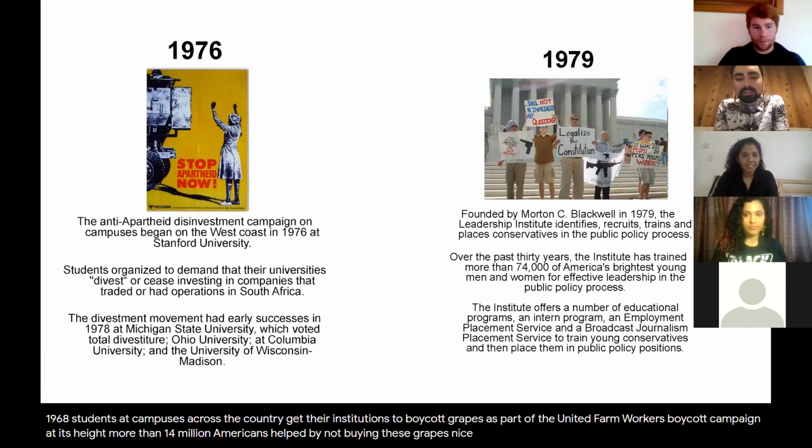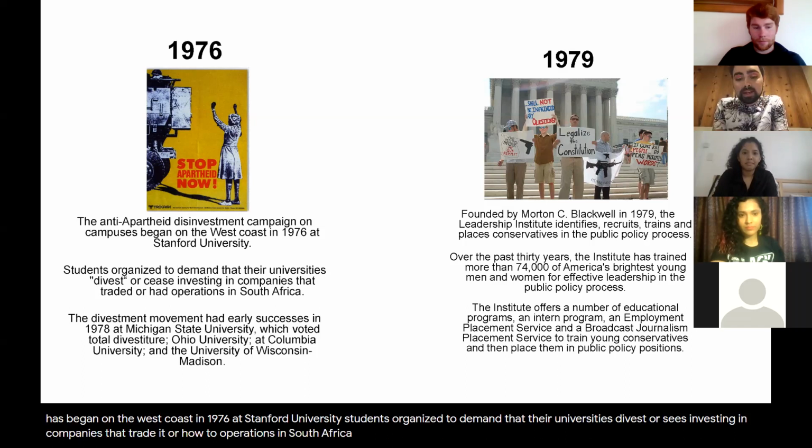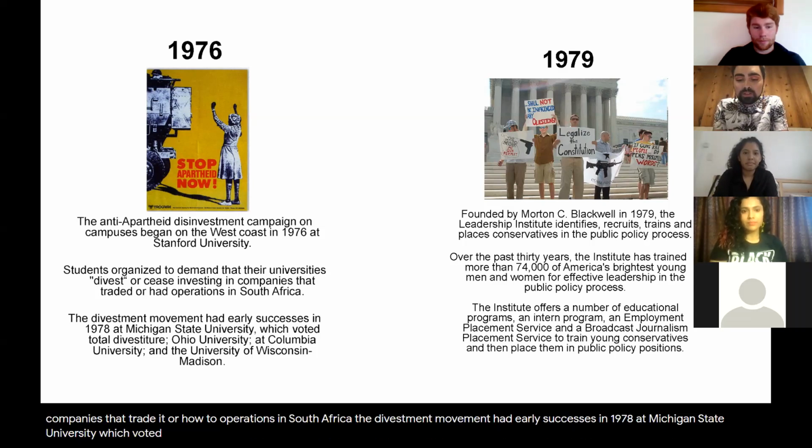In 1976, the anti-apartheid divestment campaign on campuses began on the West Coast at Stanford University. Students organized to demand that their universities divest or cease investing in companies that traded or had operations in South Africa. The divestment movement had early successes in 1978 at Michigan State University, which voted total divestment, Ohio University, Columbia University, and the University of Wisconsin-Madison.